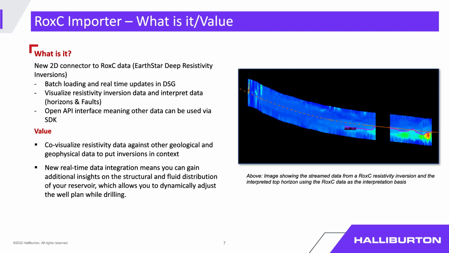Proxy Importer is a new connector available for users. The importer enables a completely new approach to DSG data display with real-time updates. It is also supplied with an open API that could be reused for other data types apart from resistivity inversion data. Being able to dynamically adjust well plans during the reading process is the key value of this feature.